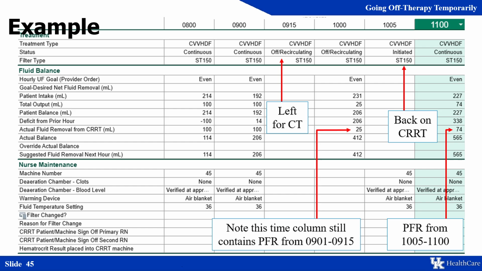Note that there is a little bit of PFR carryover in all of these time columns, which is why it works to chart them on the hour even when you're not doing the CRRT actively at that time, because you're carrying those balances forward.